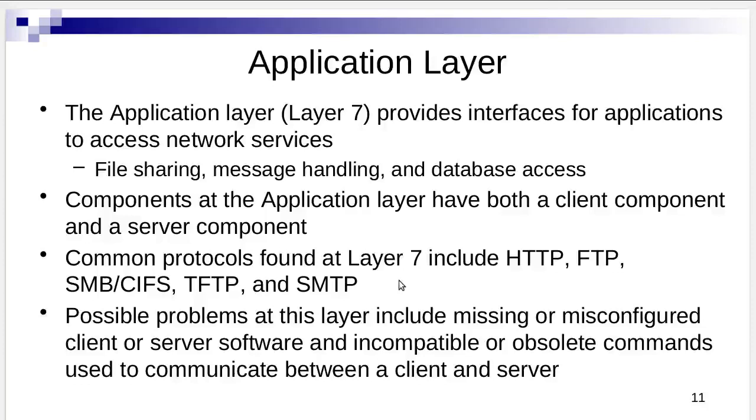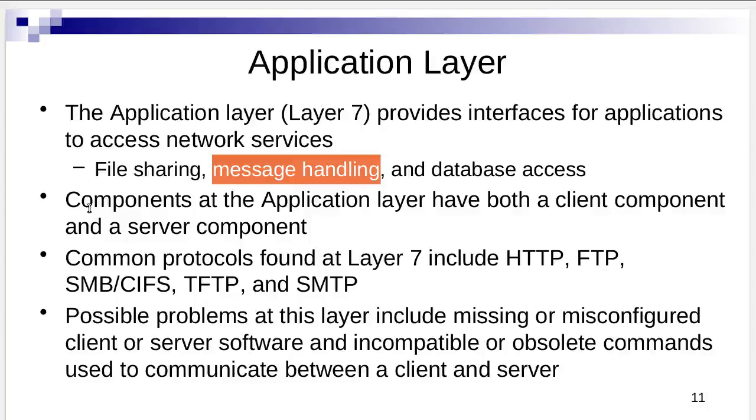Okay, so let's take a quick look at these various layers, starting with the top layer, the application layer. It provides interfaces for applications to access network services, for example, file sharing. If you want to send messages or do database access, these are all things that happen at layer 7. And right above the application layer are the actual applications themselves. So a web browser, technically speaking, sits above layer 7.